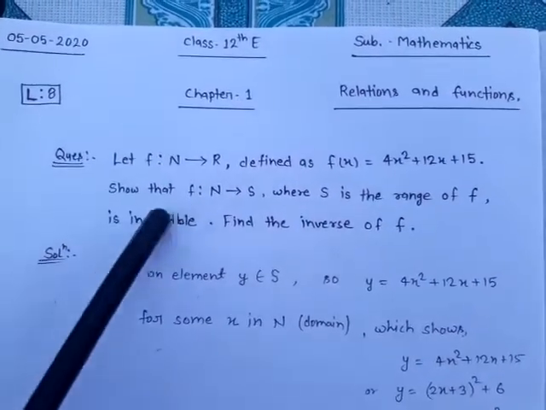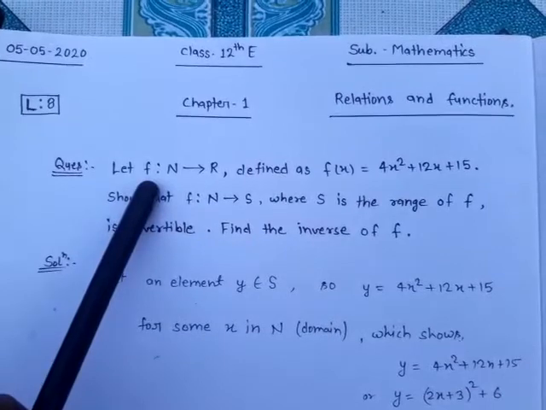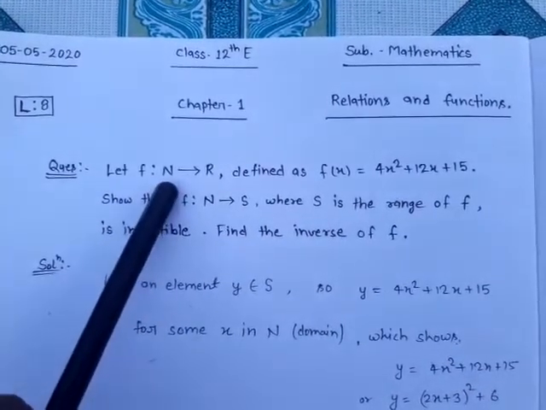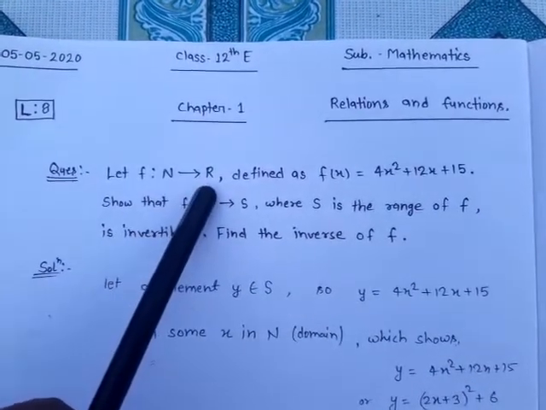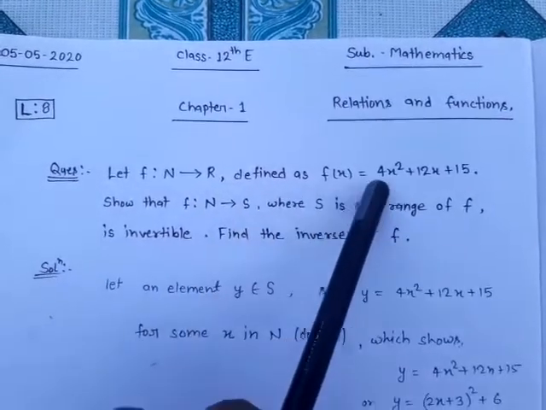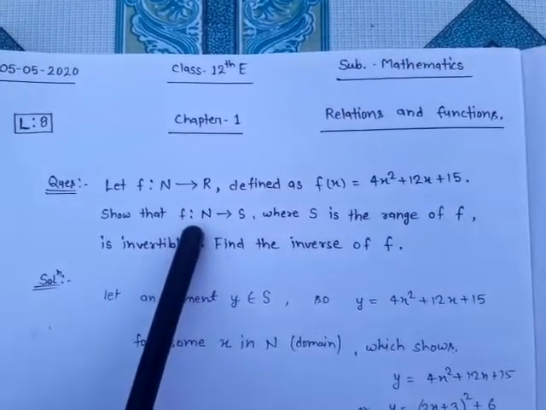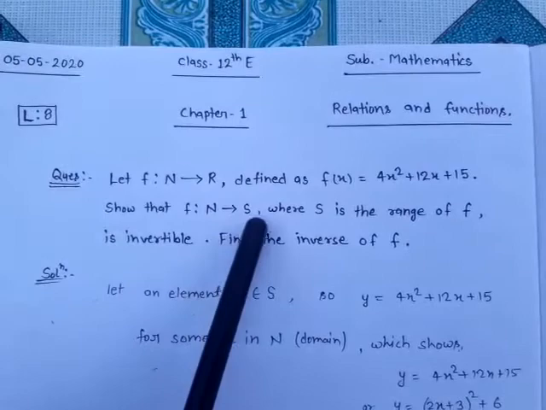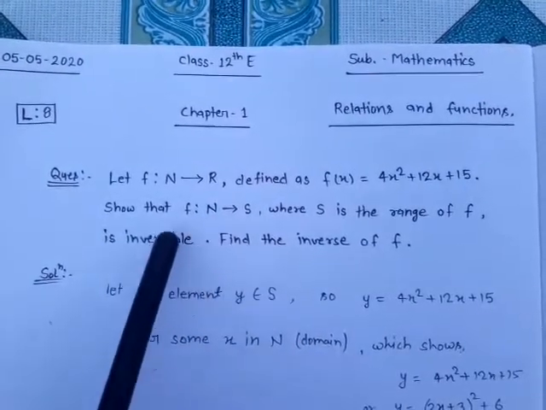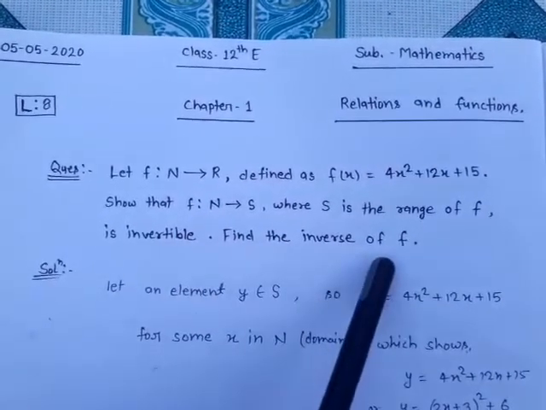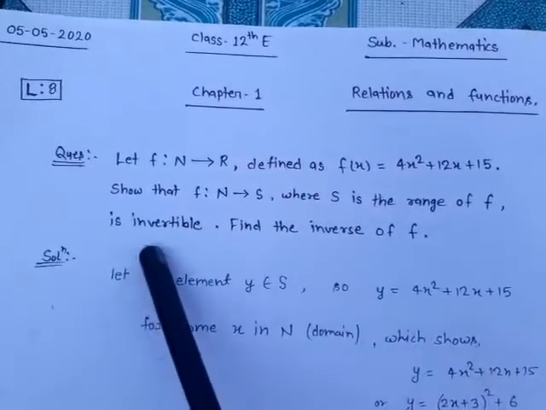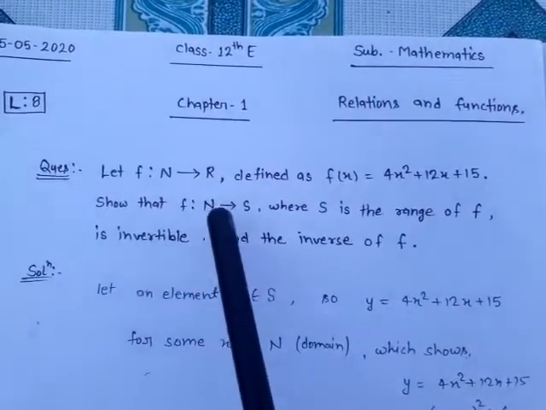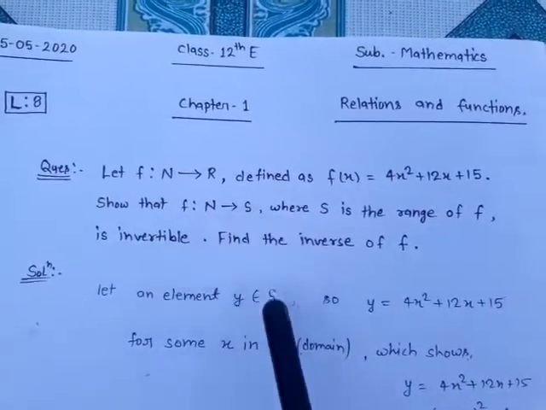In this question, a function f is given which is defined from N to R. N is the set of natural numbers, R is the set of real numbers, defined as this, so that f from N to S, where S is the range of f, is invertible, and find the inverse of f. For proving invertible, first we assume an element in the codomain.